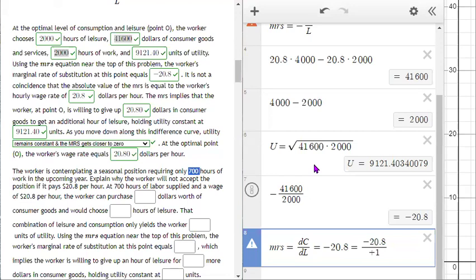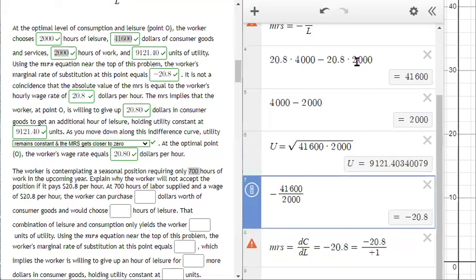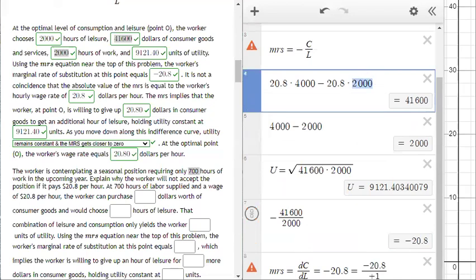At 700 hours of labor supplied and a wage rate of $20.80, the worker can purchase how many dollars worth of goods? So let's go back up to here. We're going to get rid of the 2,000, and I'm going to replace it with the value here in my problem, which is 700. Okay, hang on a second.